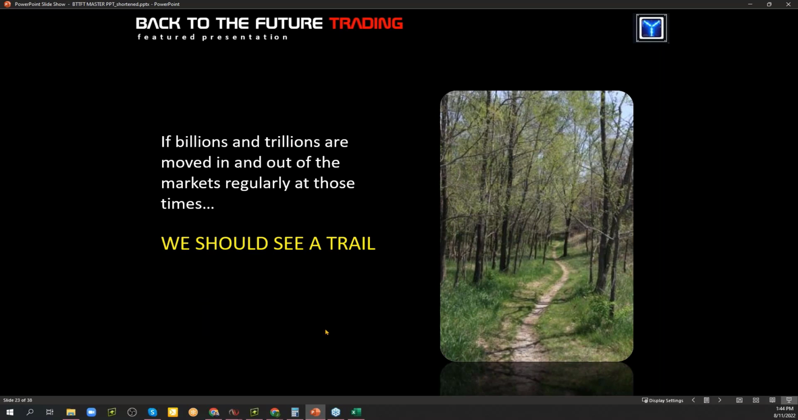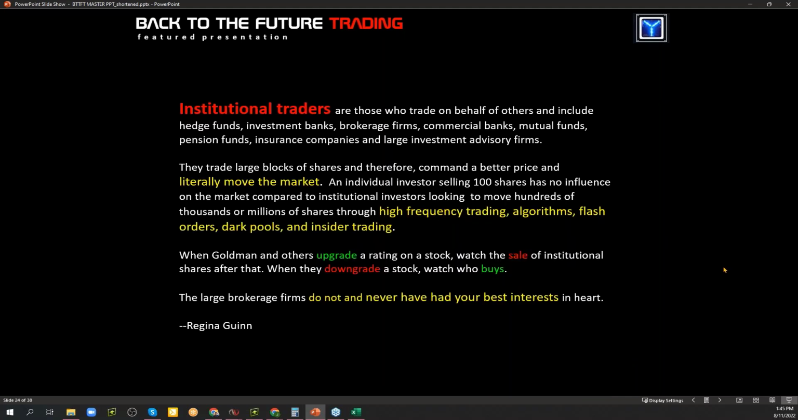If billions and trillions are moved in and out of the markets regularly at those times, we should see a trail, and we do. It's unmistakable once you get to know the software and once you buy it. You'll see down here on the webinar: follow the signals once you know the trading methodology. Follow the signals that come out in the emails, and that's how a lot of people have ended up buying the software. I don't know if I have the energy to read all that.